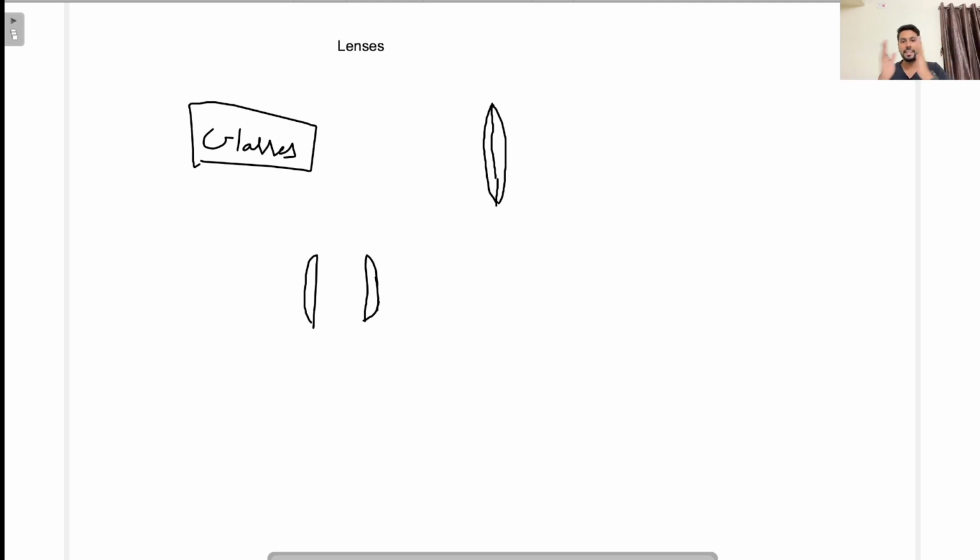Now when you attach these two plano convex lenses, the name of this type of lens is plano convex lens, because one side is plane and one side is convex. Can you see? One side it is bulged and one side it is completely straight. So if I take two plano convex lenses and attach them, I get a convex lens. This is known as the convex lens, and of course it is made of glass.